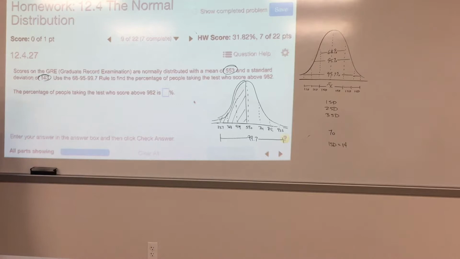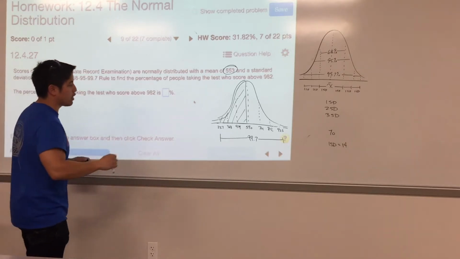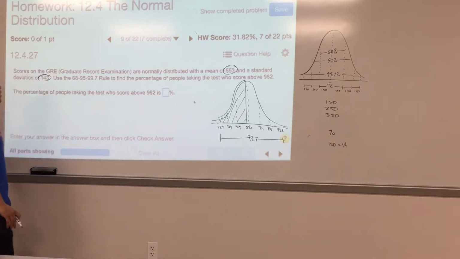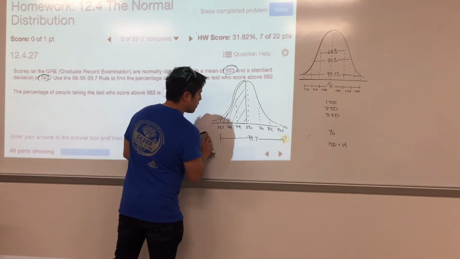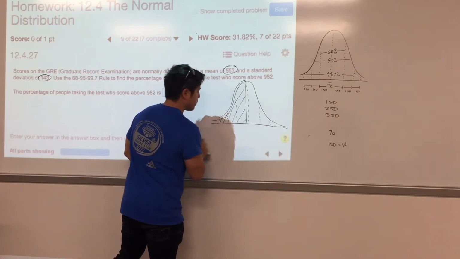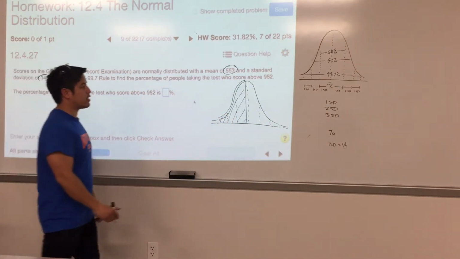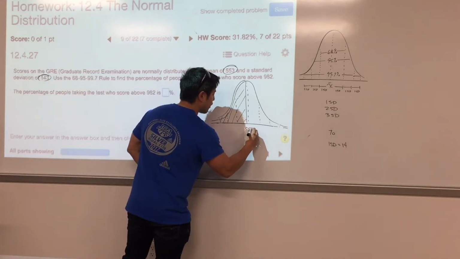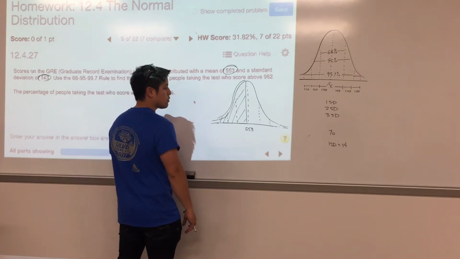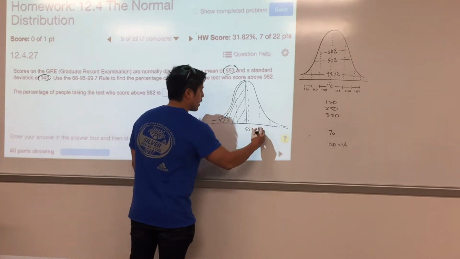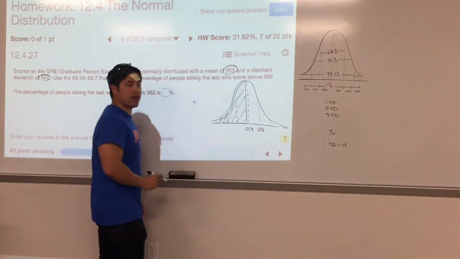Scores on the GRE are normally distributed with a mean of 553 and a standard deviation of 143. Use that rule to find the percentage of people taking the test who score above 982. Well, let's go look at it again, shall we? Above 982, we have a mean of 553. Everybody agree? One standard deviation would be what? 696.